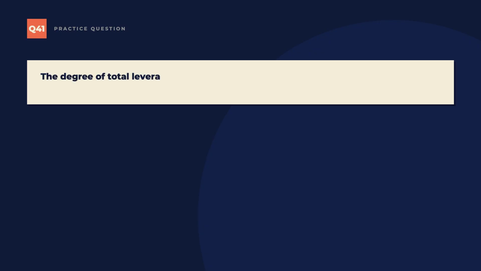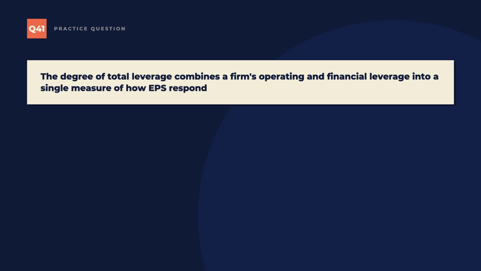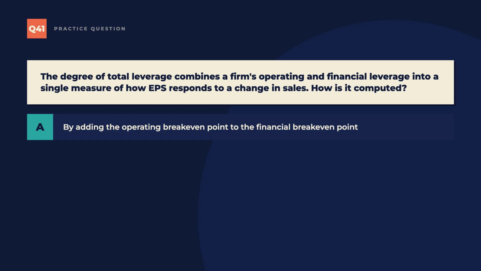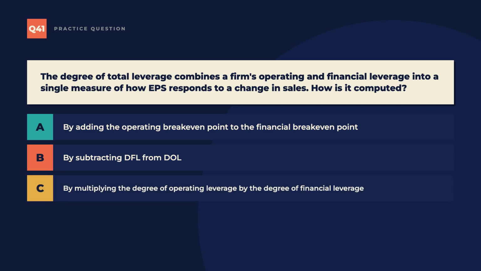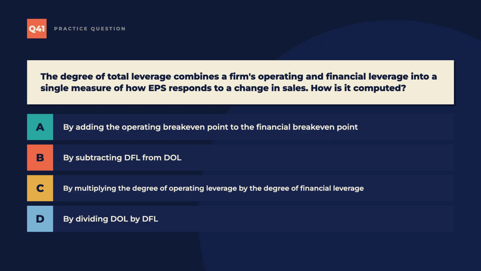Question 41. The degree of total leverage combines a firm's operating and financial leverage into a single measure of how EPS responds to a change in sales. How is it computed? Your options are: A. By adding the operating break-even point to the financial break-even point. B. By subtracting DFL from DOL. C. By multiplying the degree of operating leverage by the degree of financial leverage. D. By dividing DOL by DFL. Which one is it? Pause the video if you need more time.